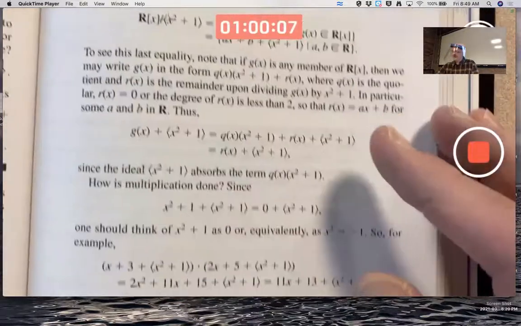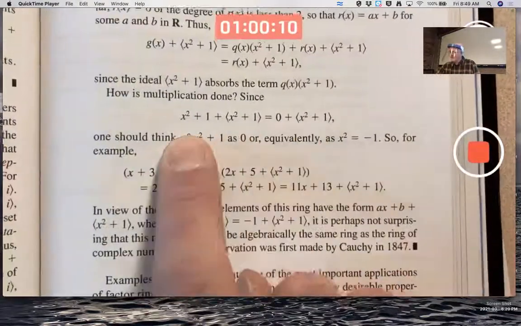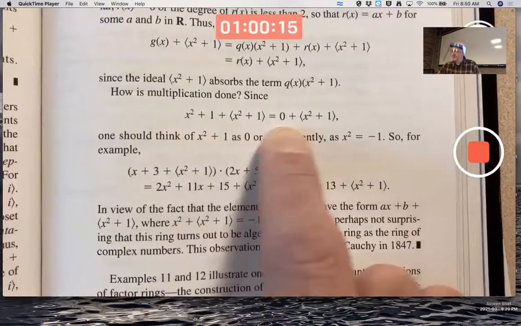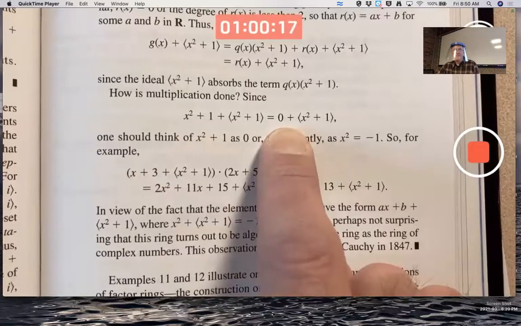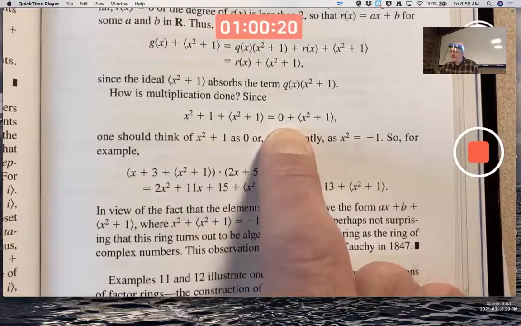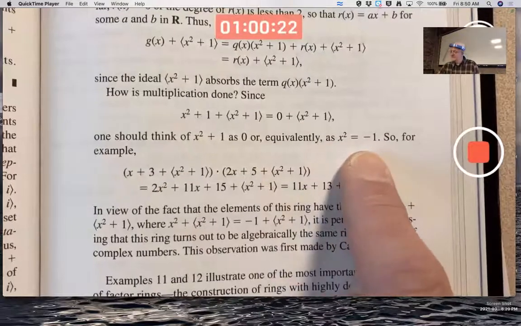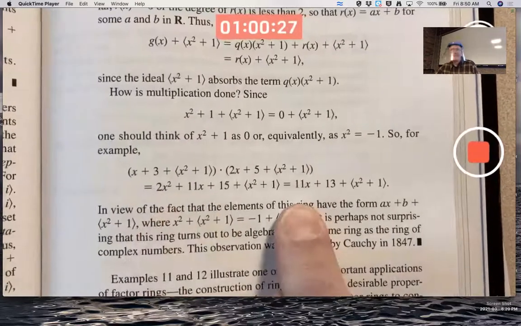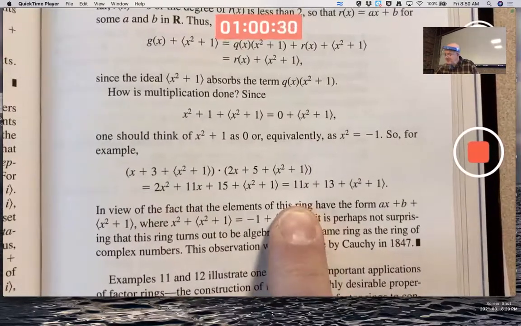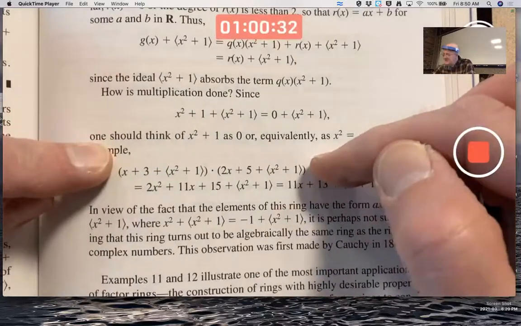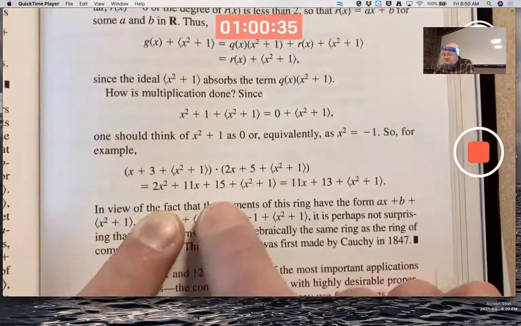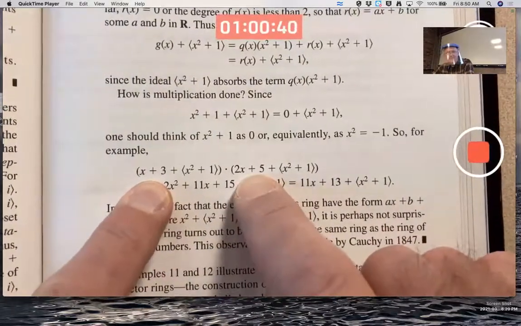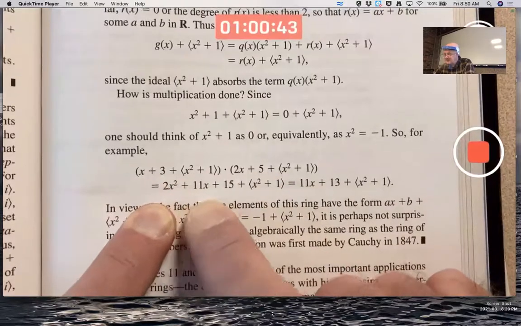How is multiplication done? X squared plus 1 is in the principal ideal generated by x squared plus 1, and therefore in this factor ring, it's equivalent to 0. And therefore, x squared is equivalent to -1. And so instead of doing long division, it's more fun to do this. What's the author doing there? Multiplying these two factor ring elements. Notice you multiply, first of all, the representatives. X plus 3 times 2x plus 5. If you use FOIL, it gives you 2x squared plus 11x plus 15.